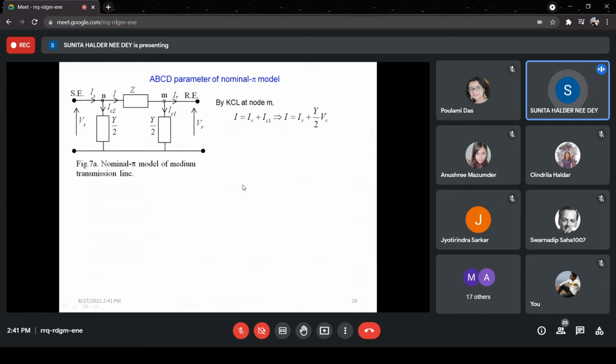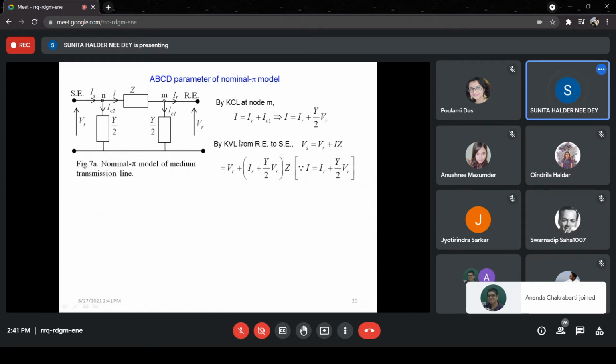So how can we find the ABCD parameters? Actually, we need VS and IS in terms of VR and IR as a function of line parameters. In that way, we can get the ABCD parameters. So we need an expression of VS and an expression of IS. We are proceeding to find I at first, then IS. Then we have got I. If we know I and the receiving end voltage, the sending end voltage VS is the receiving end voltage plus this drop.